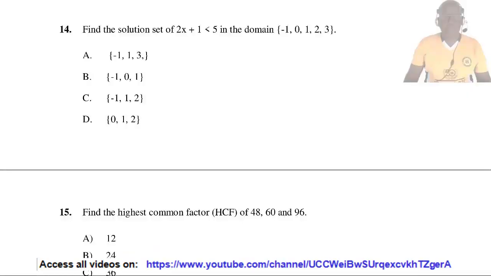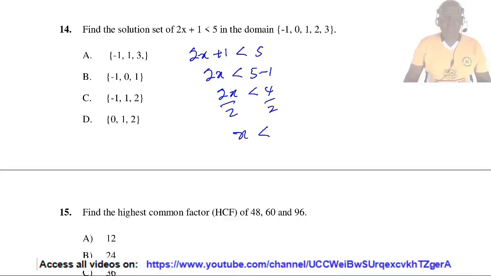Question 14. Find the solution set of 2s + 1 < 5 in the domain {-1, 0, 1, 2, 3}. So 2s + 1 < 5, or 2s < 5 - 1, or 2s < 4. Dividing by 2, we get s < 2. Now, in the domain, -1, 0, and 1 are less than 2. So the answer is B.